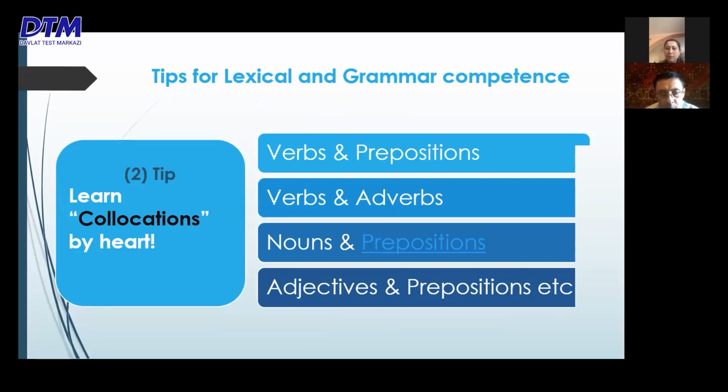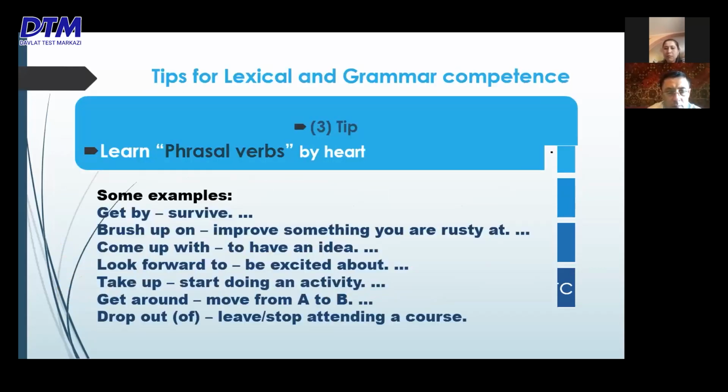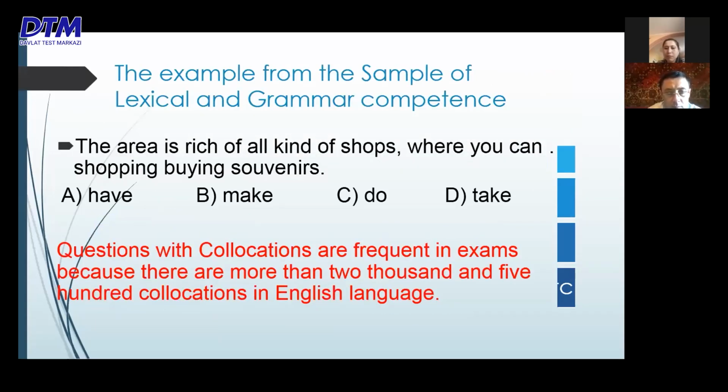Okay, our second tip is learn collocations by heart. We know that we have mainly four types of collocations: verb and preposition, verb and adverb, noun and preposition, and adjective and preposition. So how can it help you improve your score if you learn collocations by heart? Let's look at the example. Okay, let's read this one. The area is rich in all kinds of shops where you can have shopping, make shopping, do shopping, and take shopping.